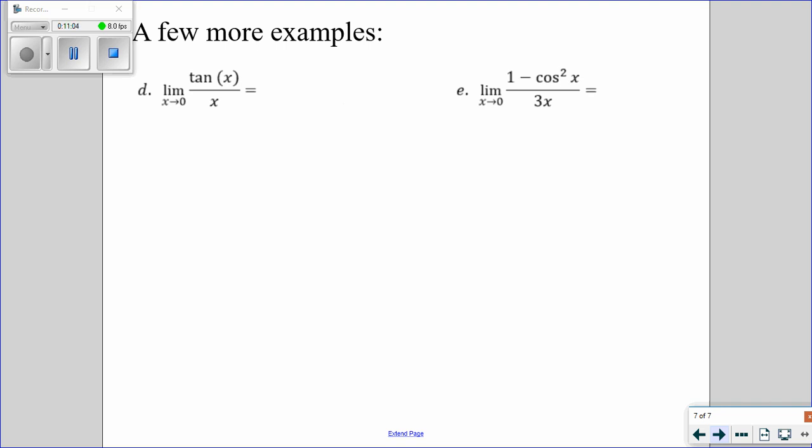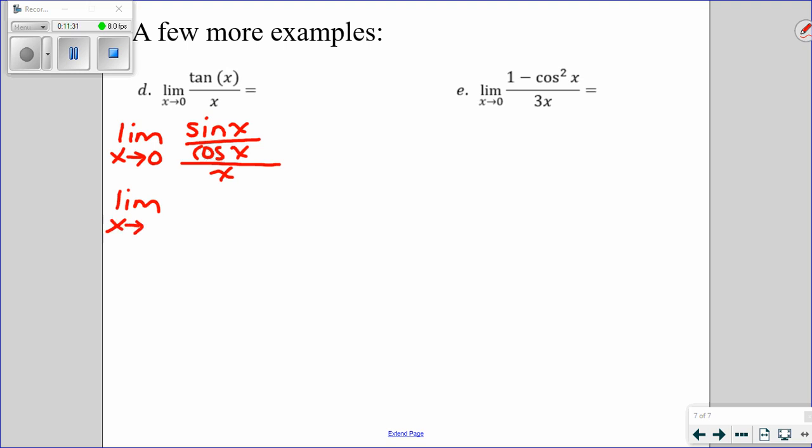If you look at example D, anytime you're given tangent, you pretty much have to use your trig identities to rewrite it in terms of sine and cosine. So I'm going to use the quotient identity and replace tangent with sine over cosine. It's going to look a little ugly at first because we're going to have sine over cosine all over x. But then, because we're dividing fractions, I'm going to multiply by the reciprocal. So I'm going to make this sine of x over cosine of x times 1 over x.